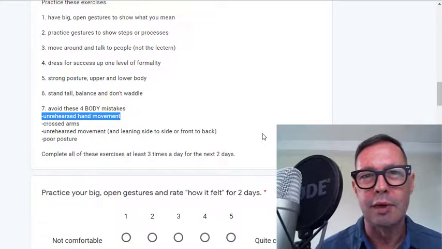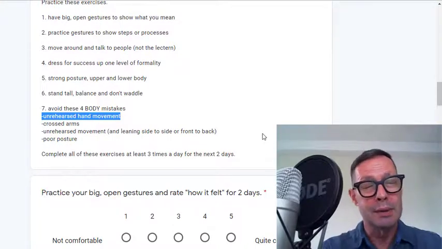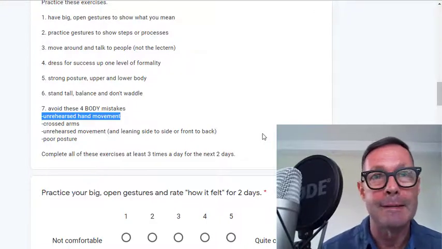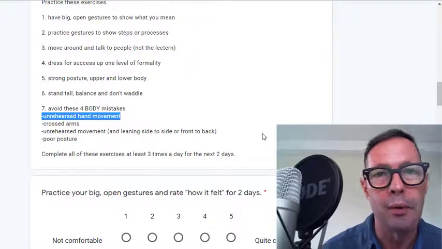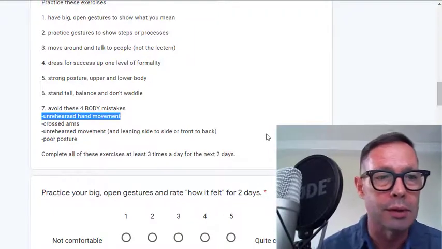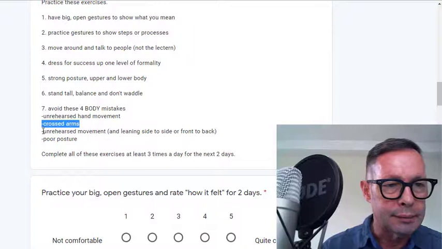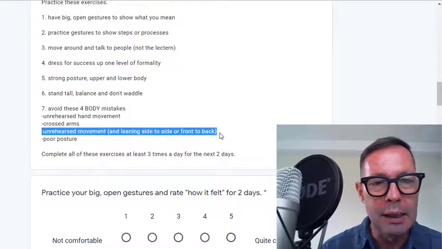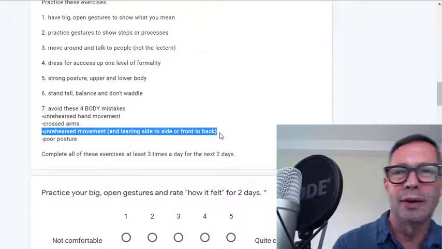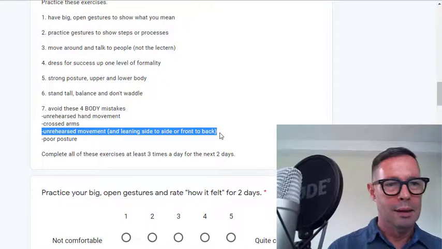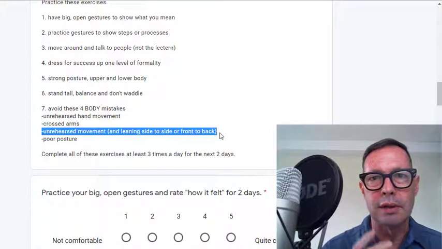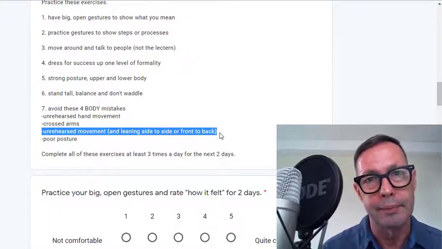Now, I used to lead seminars for 7-8 hours at a time, and so there were times when I would go like this, but it was only to rest my arms. And I tried to do that only during break or when the audience members were in group exercises. Next is you want to avoid any unrehearsed movement. That means like lifting one leg, leaning side to side, leaning front to back, moving your hands around in any way that isn't rehearsed and doesn't help communicate your message.